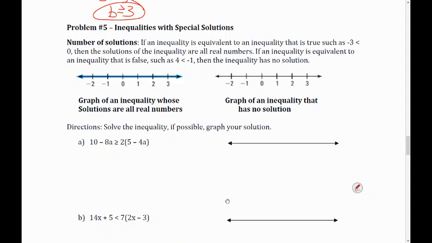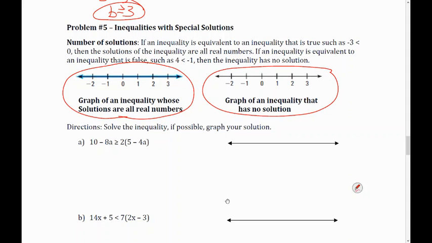The difference with these is in the graphing. Notice that we don't have any circles that are colored in. We've just shaded the entire line, left side to right side, for something that is all real numbers. Okay? And over here on the right side, for something that is a no solution, we just pick some numbers on the number line, and then we don't do any shading at all. Okay? So here we go.